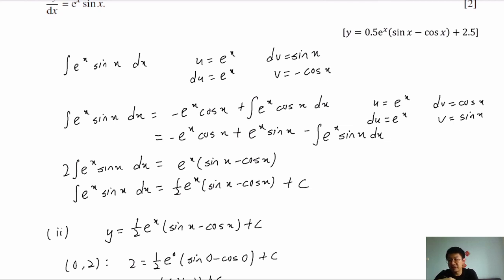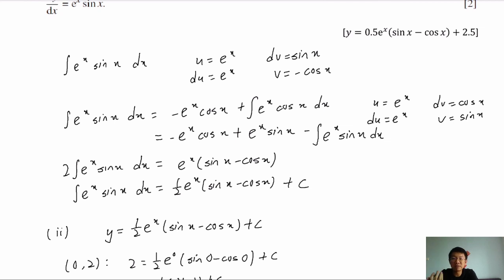In my case, I make u as e power x and dv as sine x. If you change the order, say u equal to sine x and dv equal to e power x, it will give us a similar result.